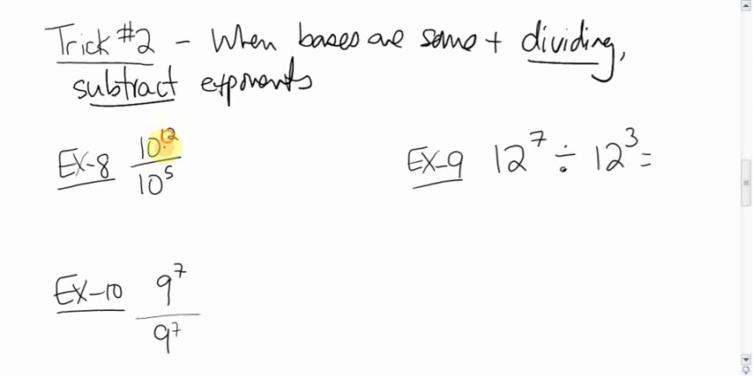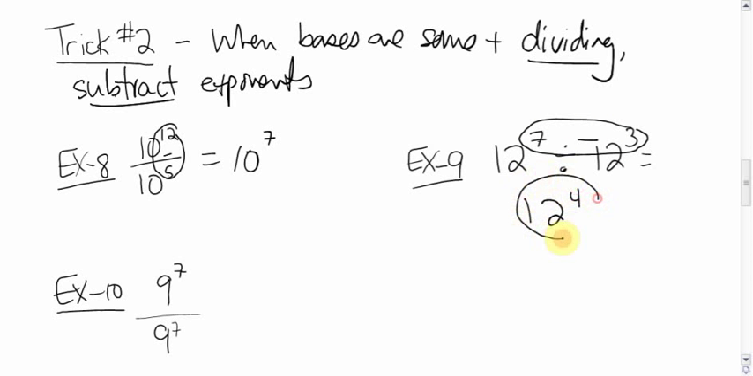10 to the power 12 divided by 10 to the power 5. All we gotta do is subtract the exponents. It's going to be 10 to the power 7. Here, oh, I'm doing the lame divided by sign way. Oh well. We're going to subtract, because we're dividing, it's 12 to the power 4.